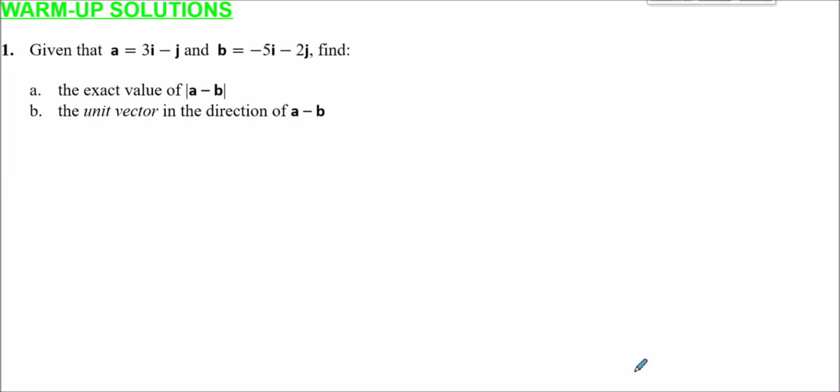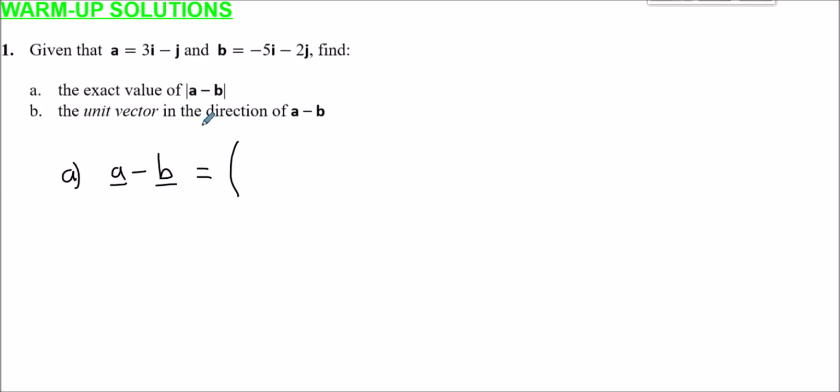So question 1, we're given that A is 3i minus j, and B is minus 5i minus 2j. We have to find the exact value of the magnitude of A minus B. So for part A, what we need to do first of all is to work out what A minus B actually is. You can do this in i and j form or in column vector form. It really doesn't matter, whatever your preference is really. So I'll do it in both ways so you can see. My preference happens to be column vectors.